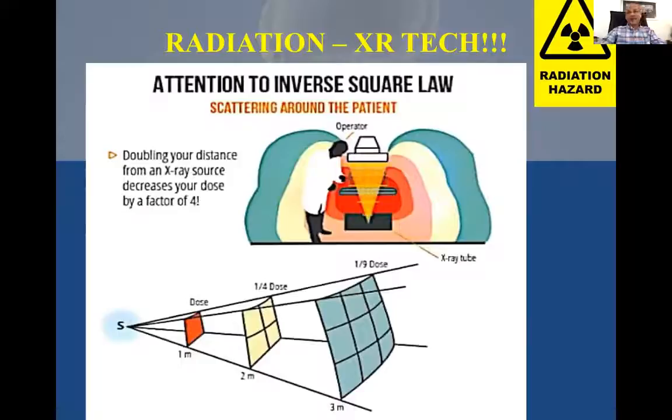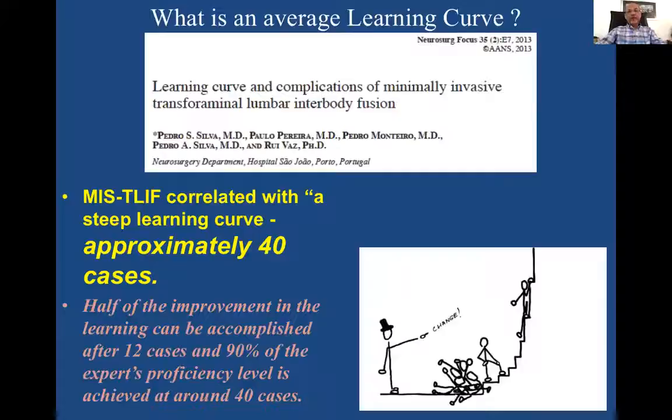So what is an average learning curve? Learning curve, MIS spine lift. This is from a friend of mine, Paulo Pereira from Portugal, and they correlated it with a steep learning curve. I'm not sure if you can call it steep, because by steep we mean taking much longer. It took approximately 40 cases before they were able to have a uniform result. So half of the improvement in the learning curve can be achieved after 12 cases, and 90% of the expert's proficiency level is achieved around 40 cases.